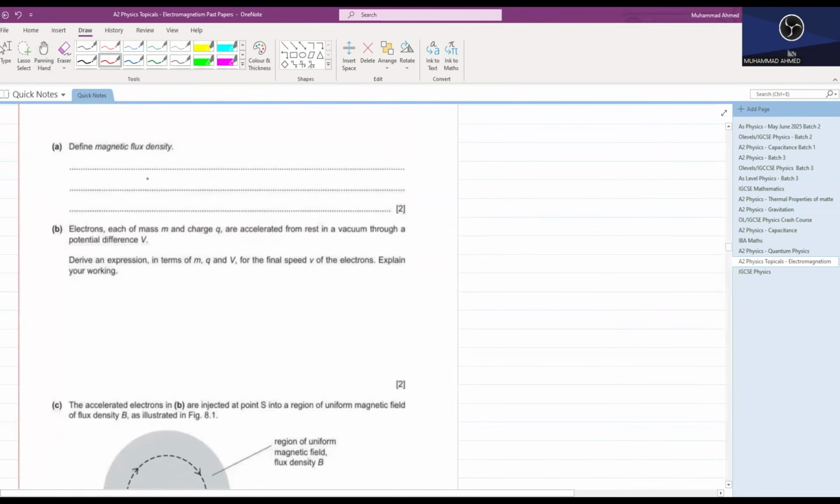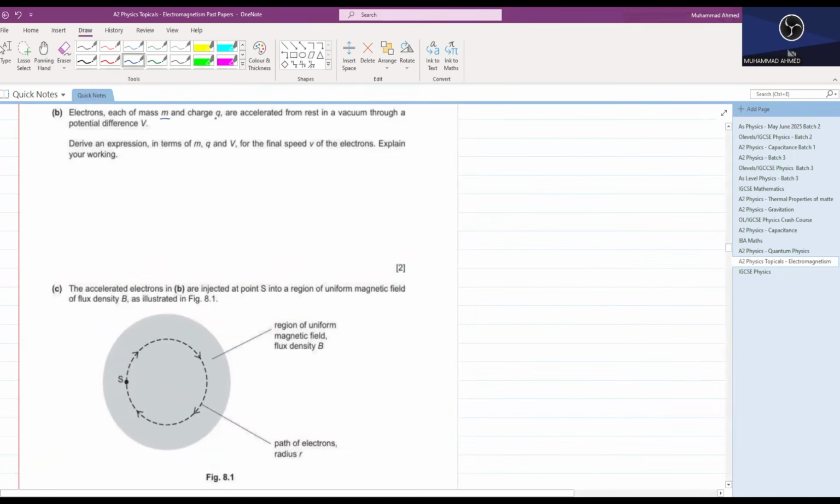Let's further move ahead. Define magnetic flux density. Again, we have to define B. I guess we have done it earlier. In the notes as well, you have the definition for this. And you can scroll up the video and you will find it in the previous questions as well.